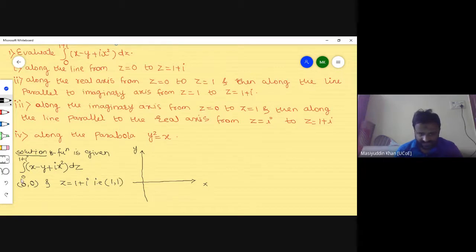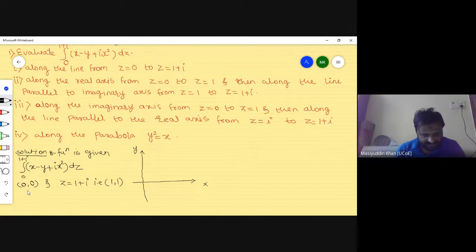So I hope things are clear to everyone. The initial limit point is 0, 0, and the final limit point is 1 plus i, meaning 1 comma 1. Please remember this. If 1 minus i is present, then it is 1 comma minus 1; if minus 1 plus i, then minus 1 comma 1; or 1 plus 2i means 1 comma 2. So you should always remember the limit points of the function.